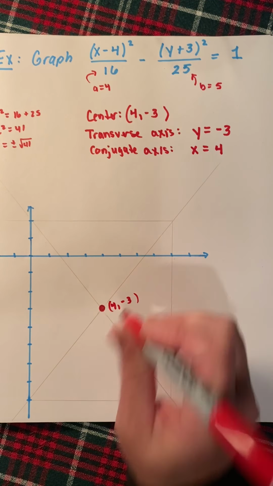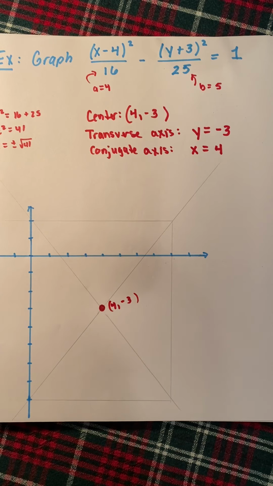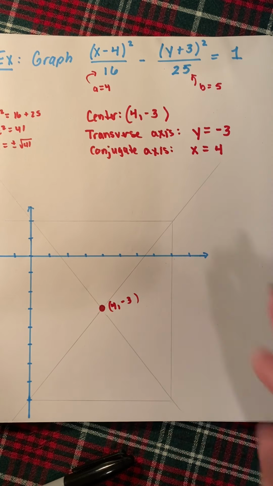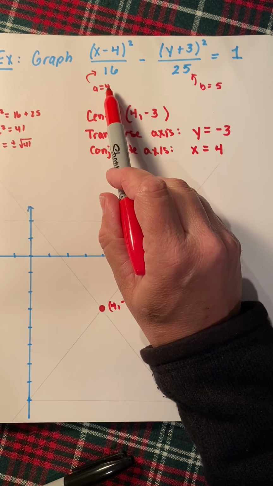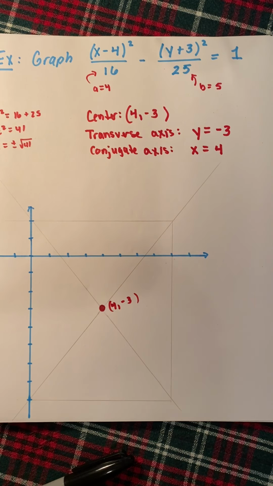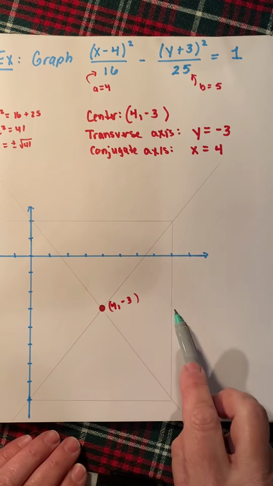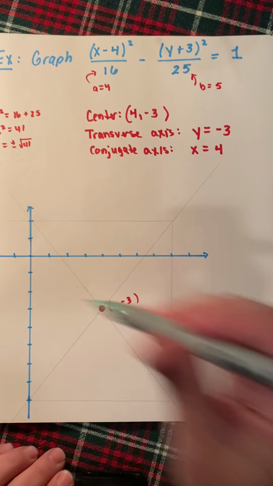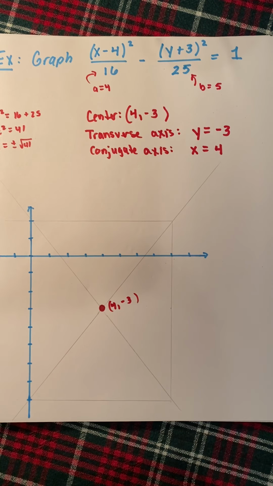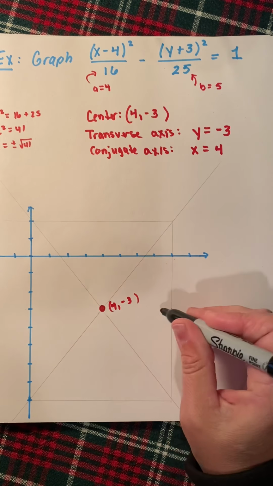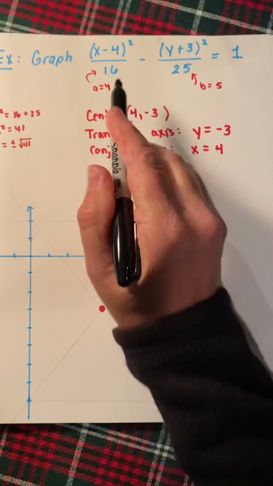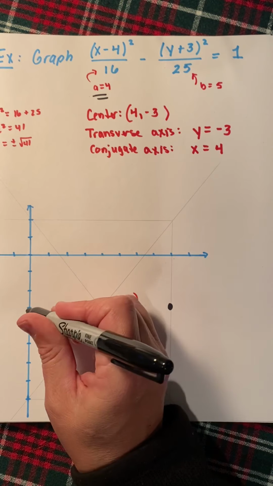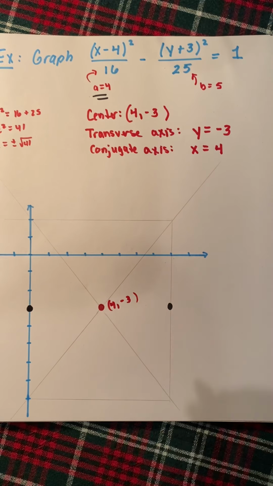Now it's not part of the graph, so I will change the color when I do the graph. That's the center. Right, so now I'm going to draw my little box. My box is going to go 4 units to the right and the left of the center. So if I measure out 4 units to the right, I'll be right here. I measure 4 units to the left and I'll be right here. Now those 2 points are really important. 4 units to the left of the center, and we get that from A. And 4 units to the right of the center will be right here.